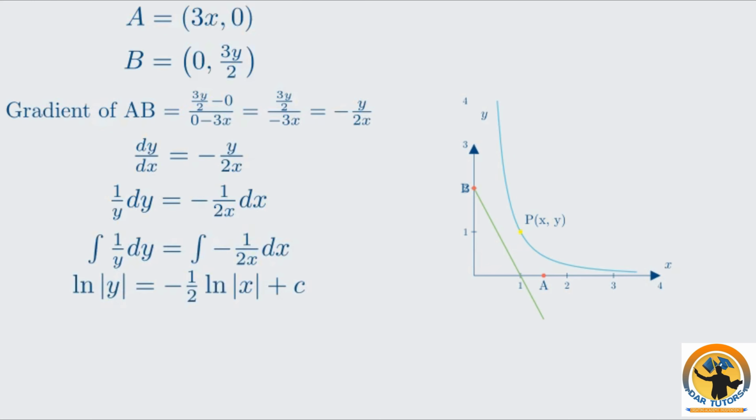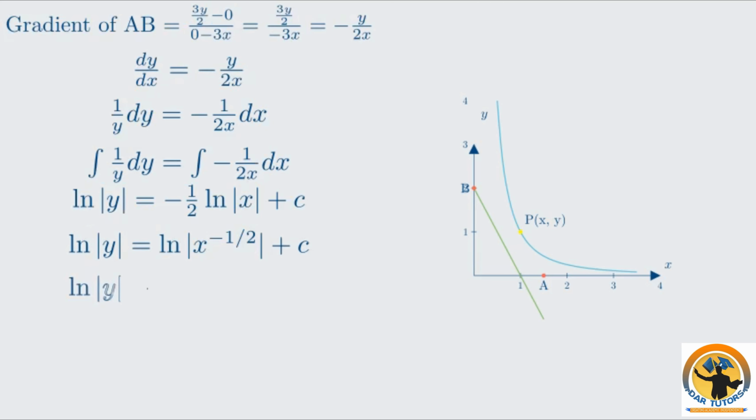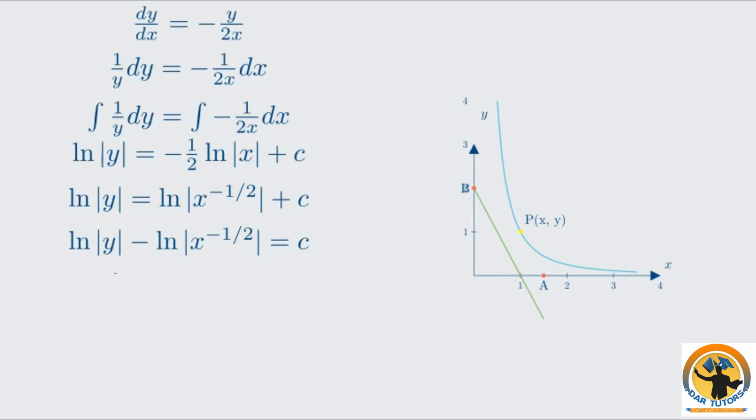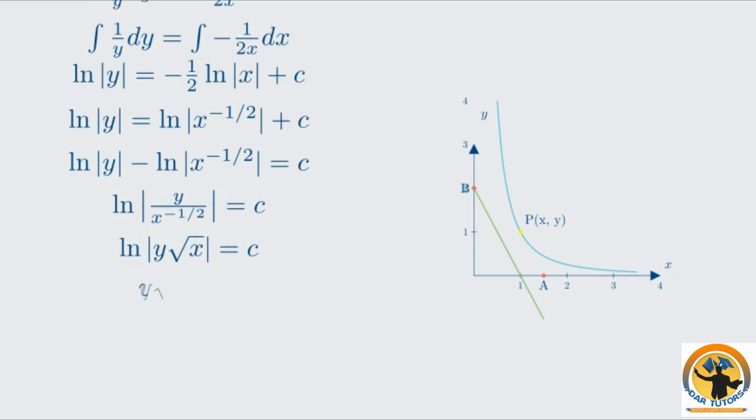Let's simplify this using logarithm properties. We can move the negative 1/2 inside the logarithm as a power, giving ln y equals ln of x to the power of negative 1/2, plus c. Rearranging, we get ln y minus ln x to the power of negative 1/2 equals c. Using the quotient rule for logarithms, this becomes ln of y divided by x to the power of negative 1/2 equals c. This is the same as ln of y times the square root of x equals c. Exponentiating both sides, we get y times the square root of x equals k, where k is a constant.